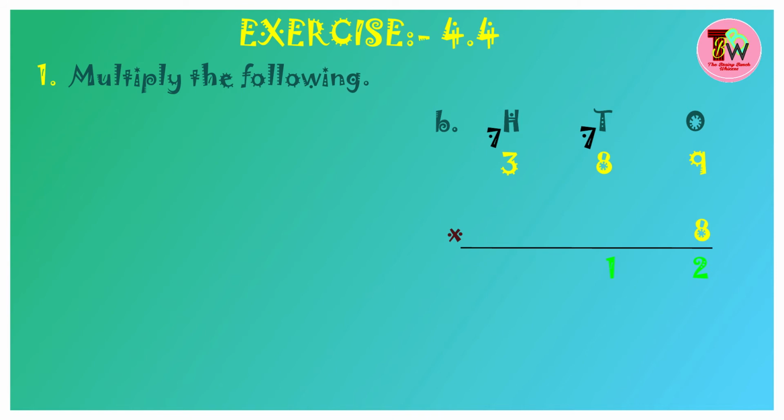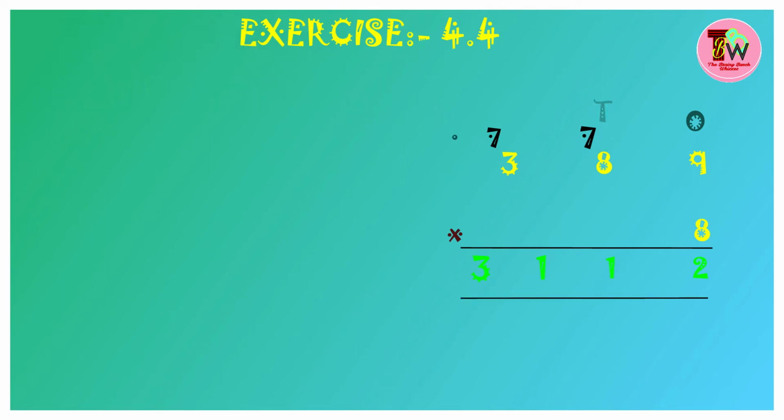Then 3 is written in the hundreds column, so we have to multiply 3 by 8. 3 8s are 24 plus 7, 31. 1 you have to write in the hundreds column and 3 you have to write in the thousands column. That means the product is 3112.